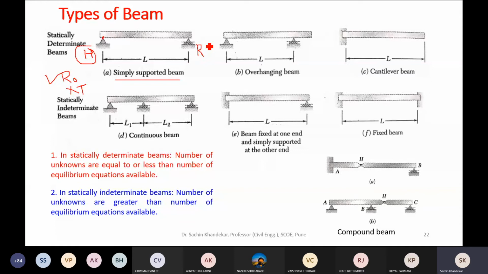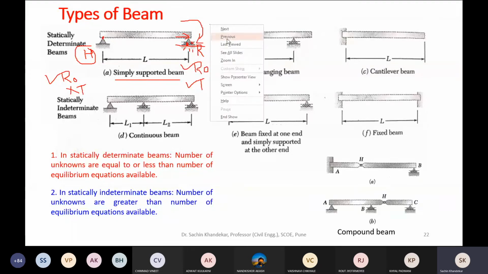And what about the roller support? Roller support allows rotation as well as translation. That means, roller means a wheel. So these are the wheels, small wheels provided here. When I apply some force in horizontal direction onto the beam, it can roll along this support. At the same time, rotation is also possible in case of roller support.